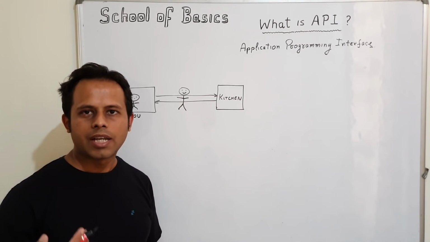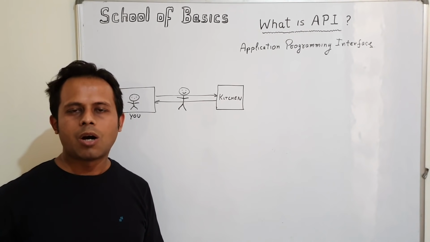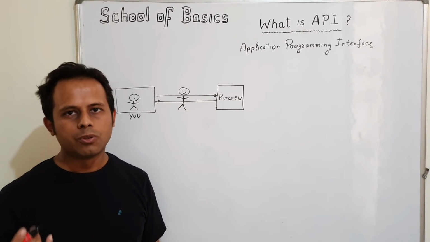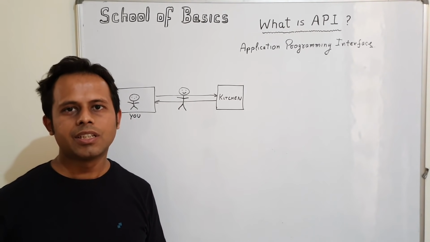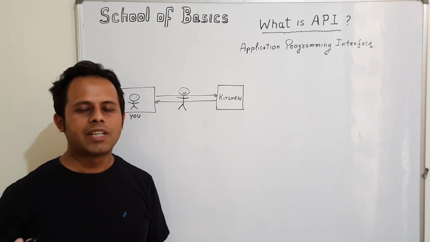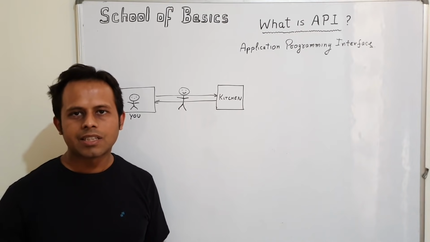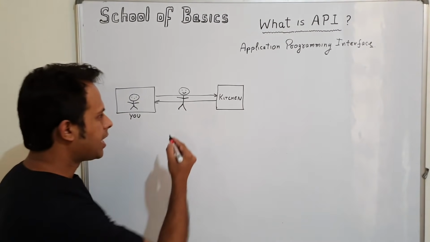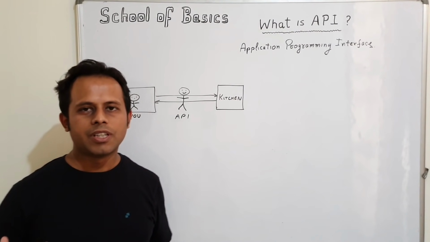Now you might get a question like, what is the importance of having this person or waiter in this communication? I can also directly go to the kitchen and place my order and take my food. Now that is true. However, take a scenario if you speak and understand English and the chef who is there in the kitchen speaks only German and understands only German. Now in that case, it will be very difficult for you to communicate with each other, and that is why this person or this API plays a very important role in communication between applications.